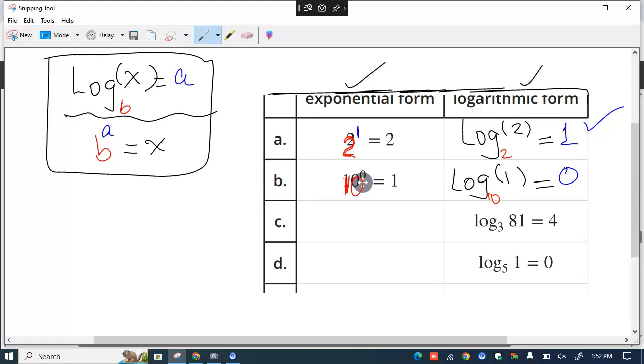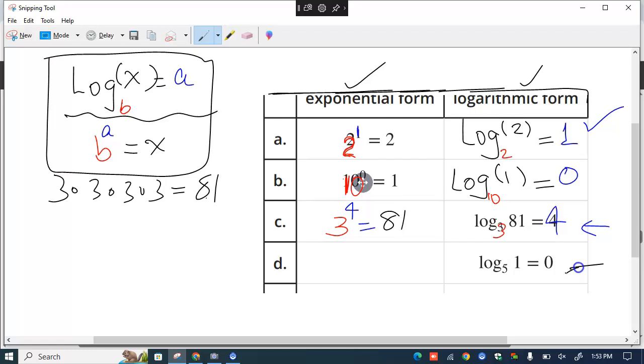Now the next one we have to write in the form of exponential. So look out for the base. The base is the 3, so I'll write the 3 first. And the blue is the 4. Look at this 4, that goes up. It means 3 raised to the power 4 is the black 81. And you already know 3 times 3 times 3 times 3: when 3 is multiplied by itself 4 times, you get 81. That's it. So simple.